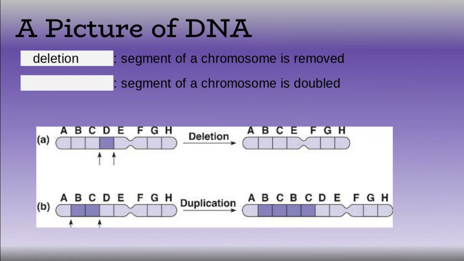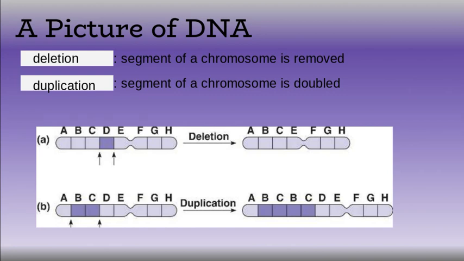Okay, last 2 mutations here, chromosomal mutations. So for a deletion, this is when a segment of a chromosome is removed. So you are completely missing a chunk of a chromosome. That's a lot of DNA that's missing. So we can see that in A in this diagram. We are just completely removing section D from the chromosome.